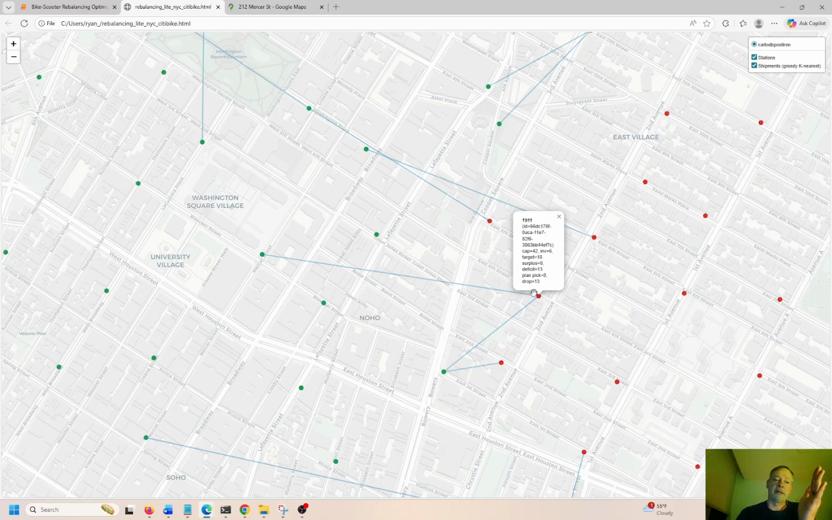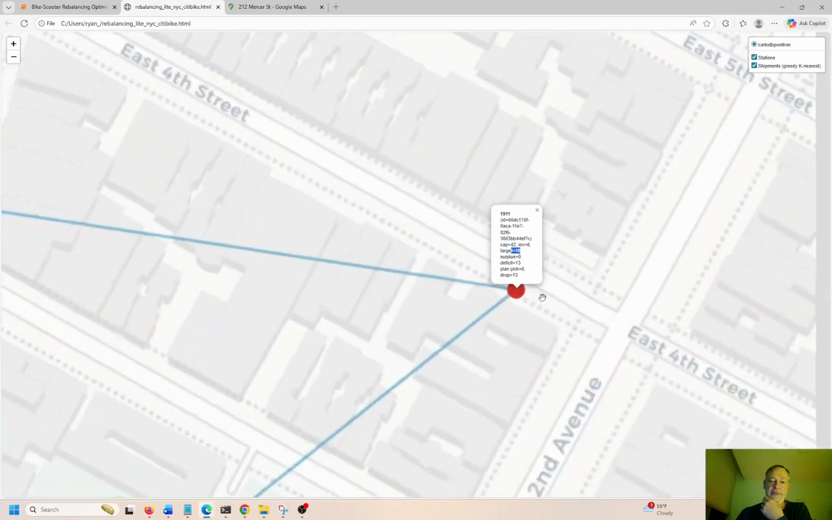So the bike truck or whatever the thing is called, the bike transfer vehicle, is going to pick up a bunch of bikes and send them over there. And it's recommended to get 18 bikes over there. Again, we don't want this at 42. We want it balanced in between, something like that. And then I want to check this address on Google Maps.